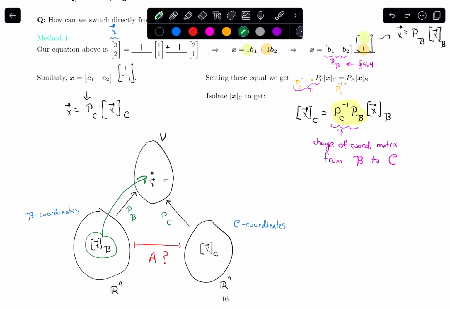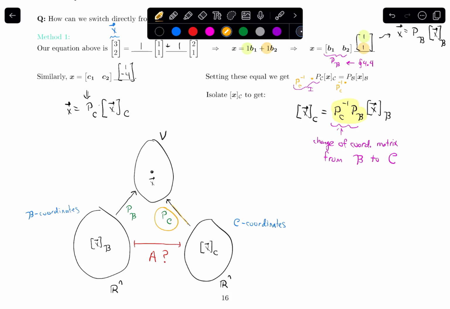So to get the matrix that gets me from here to here, I notice that PC goes this way. So if I'm trying to go the opposite way, then what I need is PC inverse. Okay, so overall, I'm going to do this in 2 stages. First, starting with this B coordinate vector, I apply PB to it, and then I'm going to apply PC inverse.